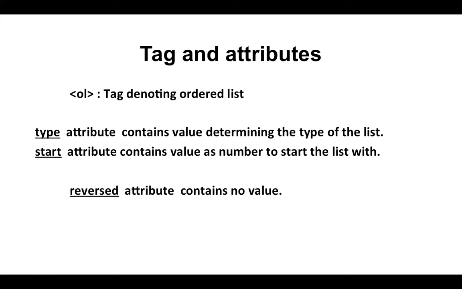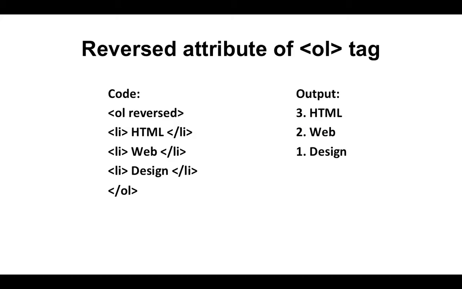Suppose I don't give any value in type. I don't use the type value. That means the default ordered list will be of numbers 1, 2, 3. Reversed attribute. So the tag is OL, space, followed by the attribute reversed. When I put this reversed attribute, my list will be displayed in the descending order.